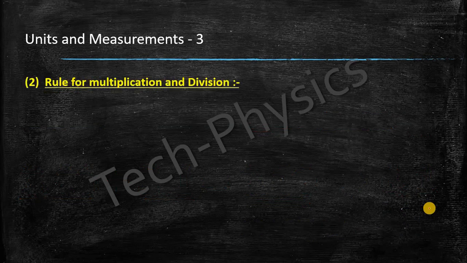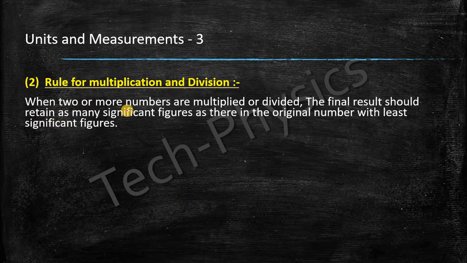Rule for multiplication and division. The second rule that we are going to see today is the rule for multiplication and division with significant digits or significant figures. When two or more numbers are multiplied or divided, and we are following the same rule for multiplication and division both, the final result should retain as many significant figures. In addition and subtraction it was the least decimal places, and here it is significant figures. So the number with the least significant figures among the original numbers will decide the number of significant figures in the final result.